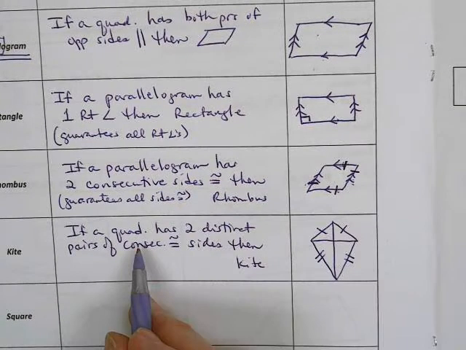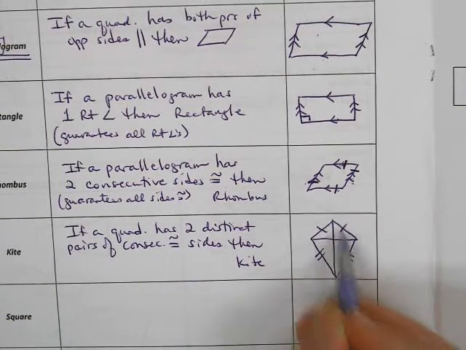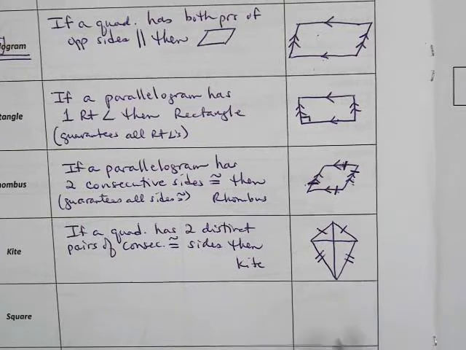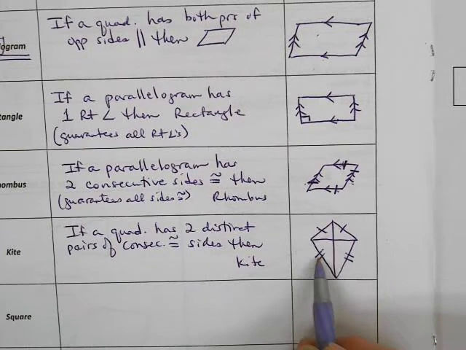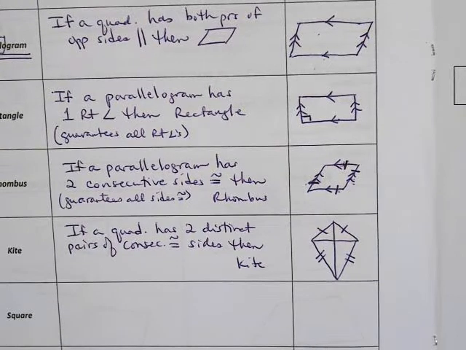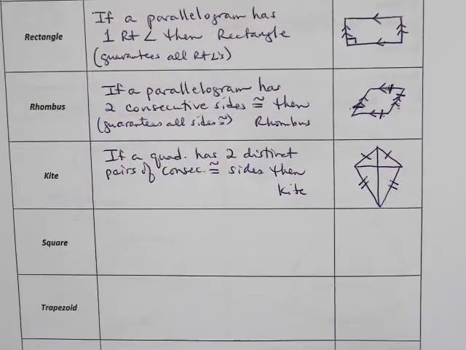Again, the word consecutive meaning right next to each other. So here's one distinct pair. They're right next to each other. Here's another distinct pair, right? These sides are not involved in the congruences. This pair is congruent and this pair is congruent. That's what kite means. A square, I probably should have put this one before kite.